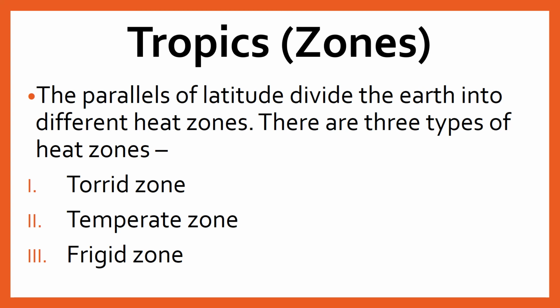Students, the latitude of a region has a great effect on its climate and weather. The different heat zones have different types of climates. The parallels of latitude divide the earth into different heat zones. There are three types of heat zones: torrid zone, temperate zone and frigid zone.